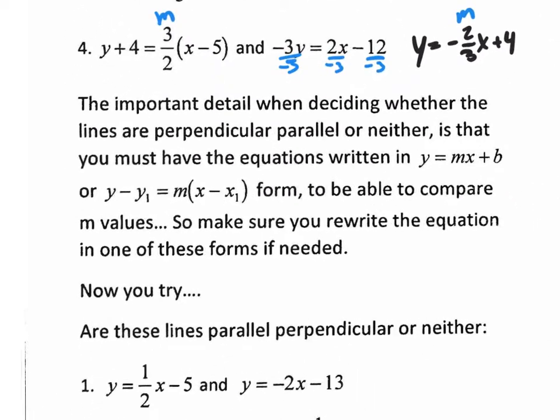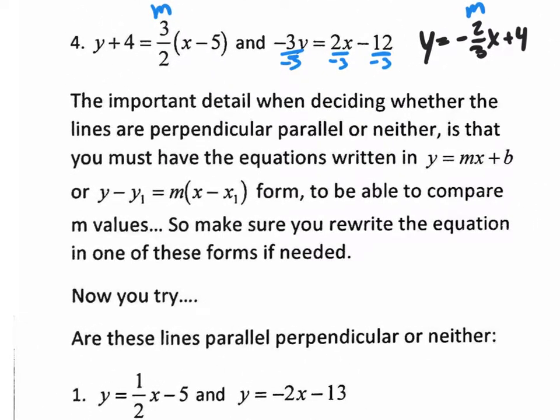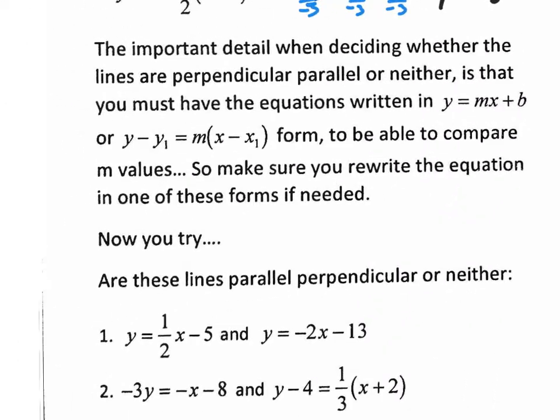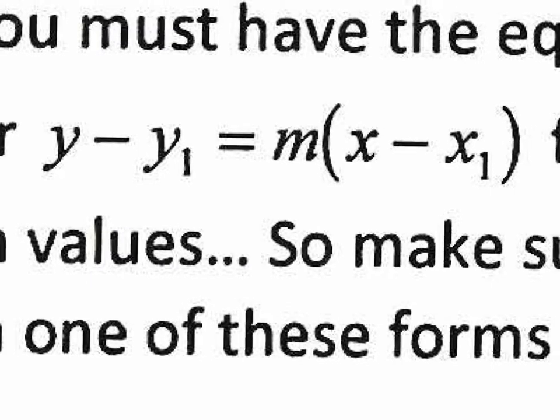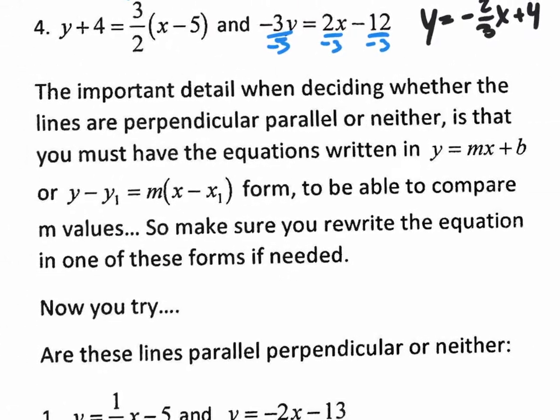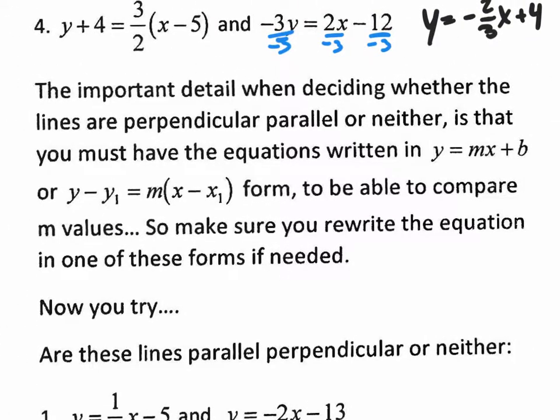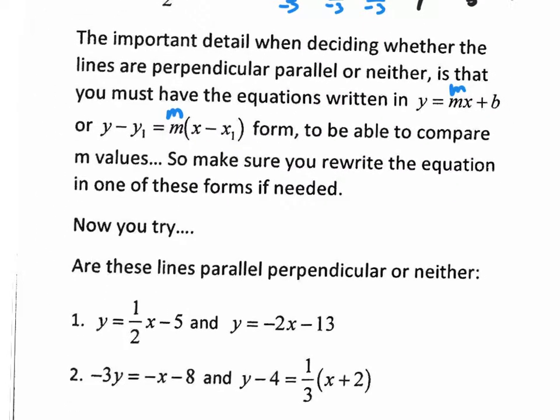So again, the important detail is that it must be in y equals mx plus b form or in point slope form in order for you to see the m values. If they don't look like slope-intercept, you're not going to be able to see that m. If they're not in point slope, you're not going to be able to see that m. So please make sure that the equation is first in slope-intercept or point slope before you start deciding whether they're parallel or perpendicular, or maybe neither, okay?